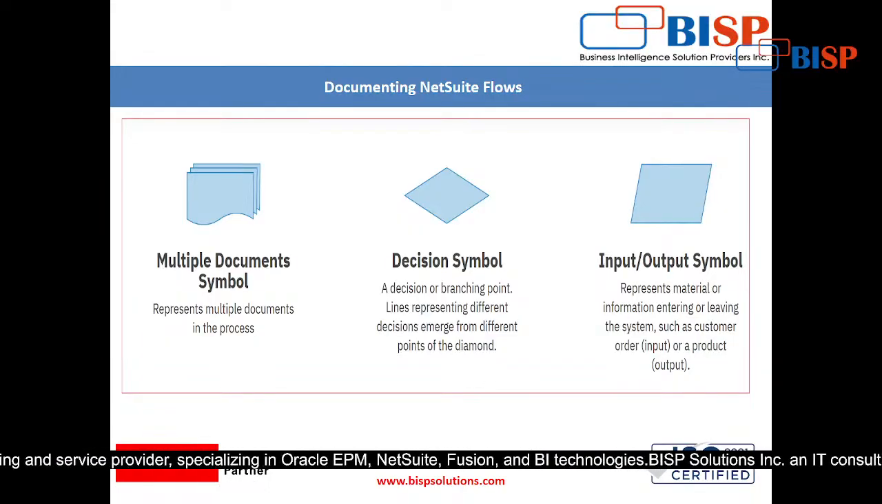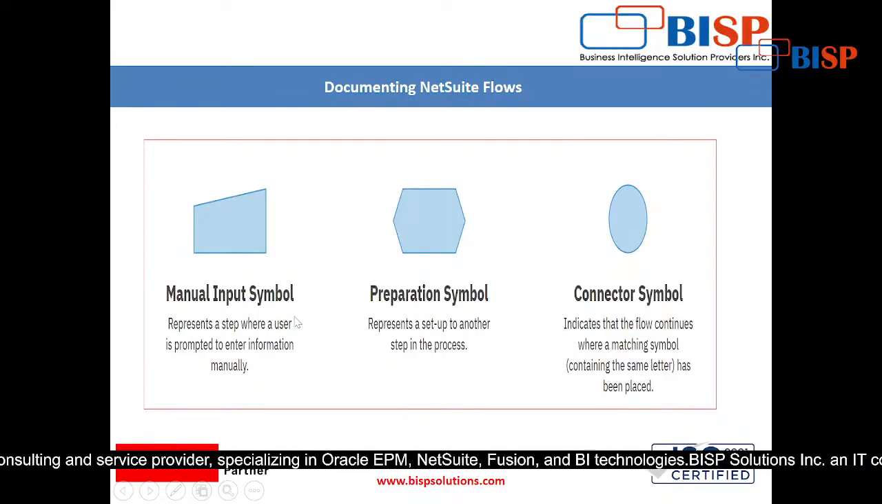Now see, the reason is that in this IT field, there is a facility of documentation creation. You have to create a document, then you have to show the process in a flow chart way, right? The multiple document symbol represents multiple documents in the process. Then the decision symbol, you have seen again, the same decision symbol, yes or no. Input output symbol, okay. Then you will see here the manual input symbol.